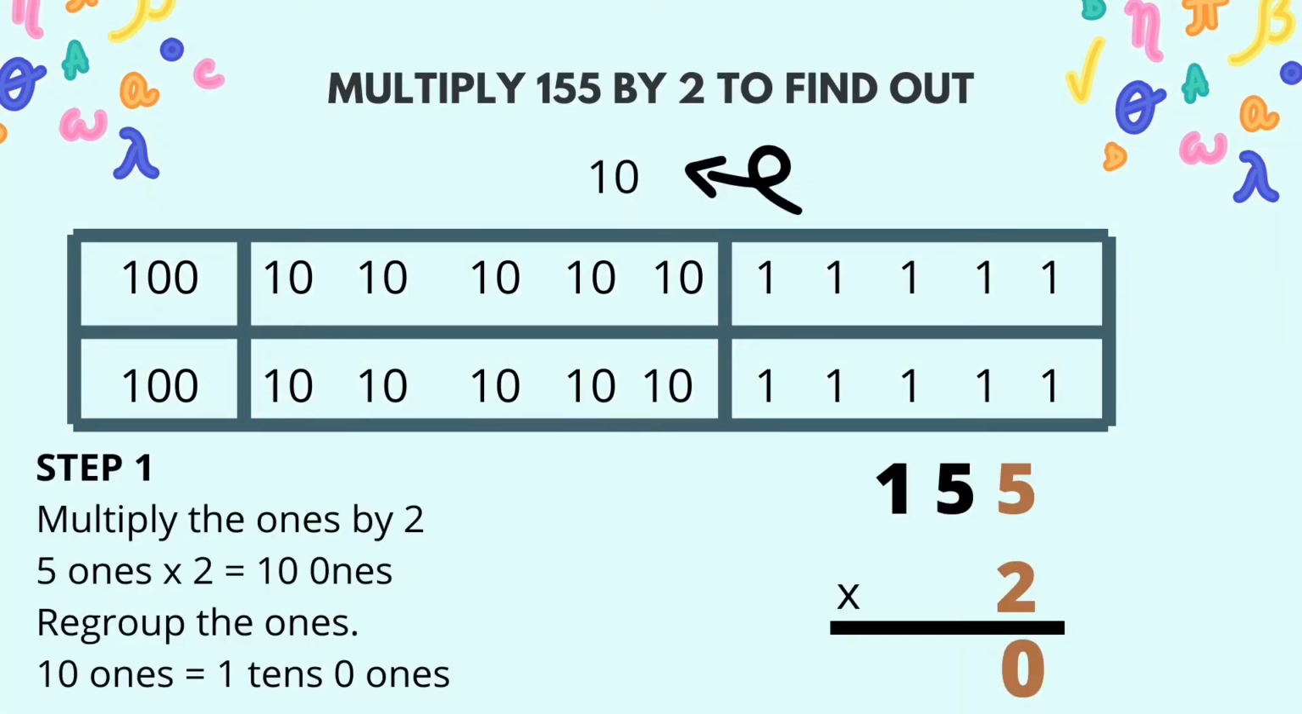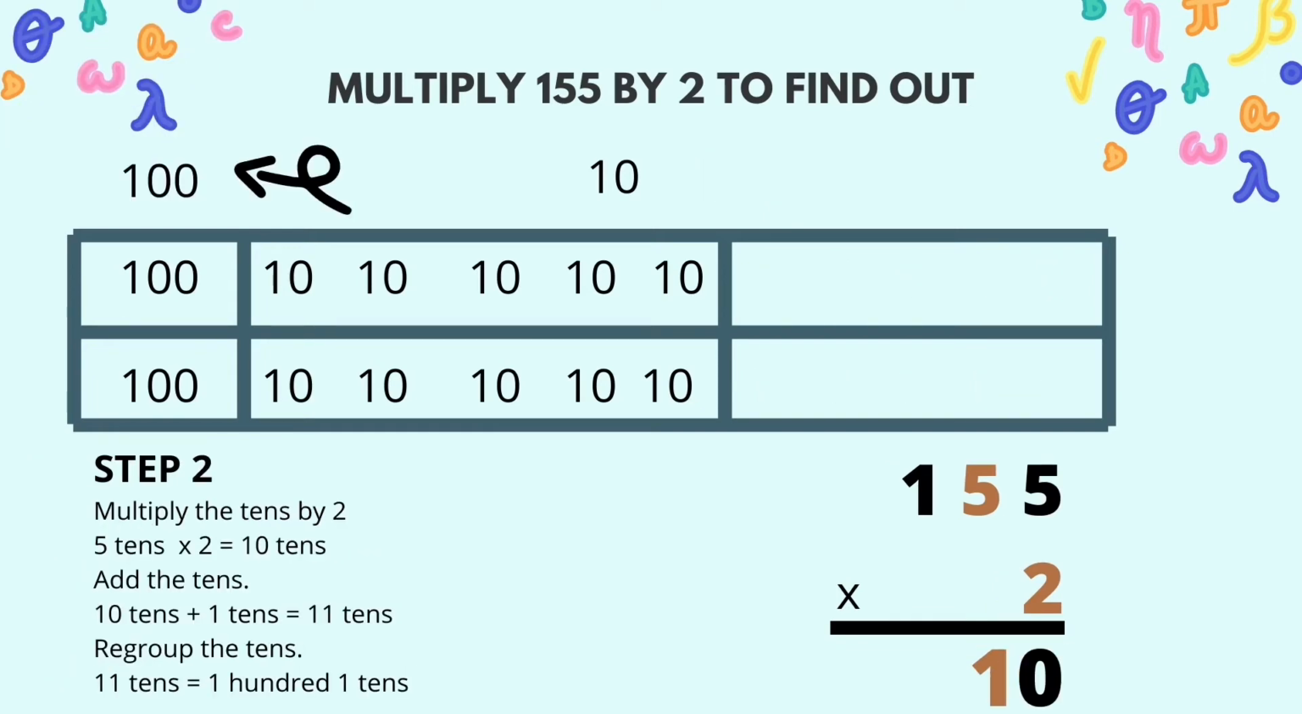Next, multiply 155 by 2 to find out. Step 1, multiply the ones by 2. 5 ones times 2 is 10 ones. Regroup the ones. 10 ones is 1 ten, 0 ones. 10 puluhan adalah 1 puluhan 0 satuan. Jadi kita taruh 0 satuannya di bawah angka 2. Dan 10-nya kita simpan di puluhan.